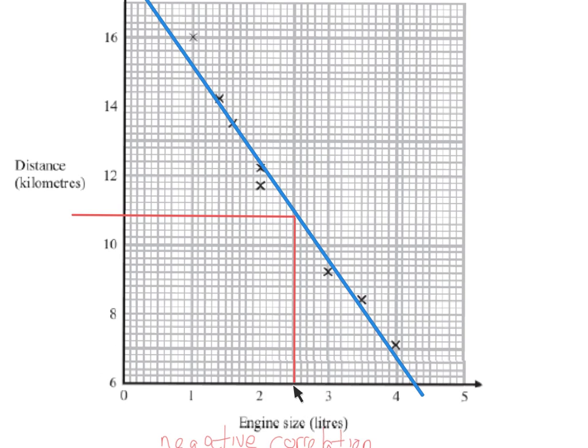So 2.5, going vertically up, hit my line, come horizontally across, and I read that as approximately 11 kilometres, but on mine, I would say probably about 10.8 kilometres. Okay, and there's room for error in the marking schemes as long as you're showing the lines that you're reading off, and indeed you have your line of best fit.